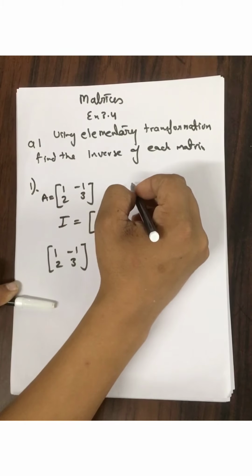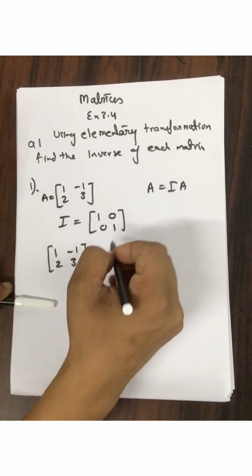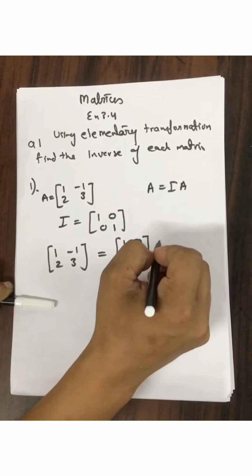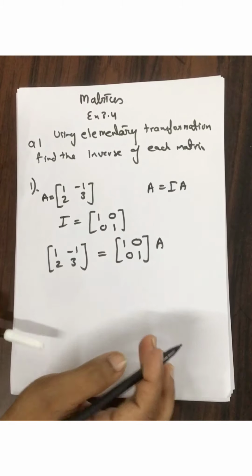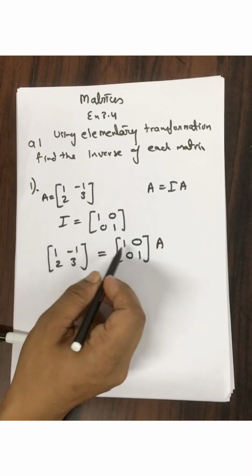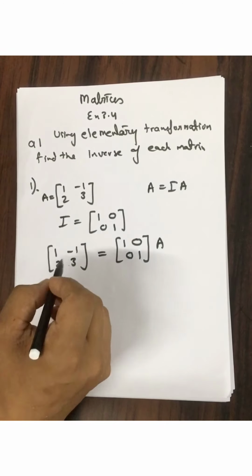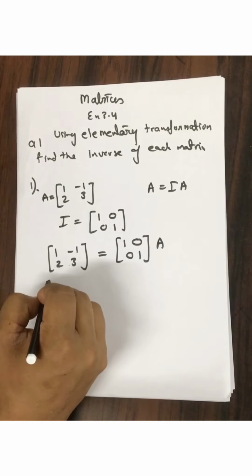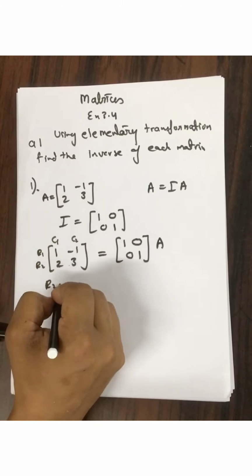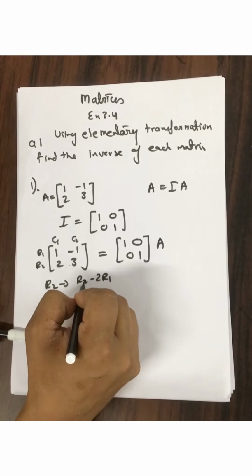So we can write in the form of A equals IA, that means 1 0 0 1 and A. Got it? Now we have to make sure this matrix changes into this form. 1 is already there, so no need to touch. Now we have to get this 2 removed, so we have to make it 0. This is R1, this is R2, this is C1 and this is C2. So in R2 we are doing R2 minus 2 R1.